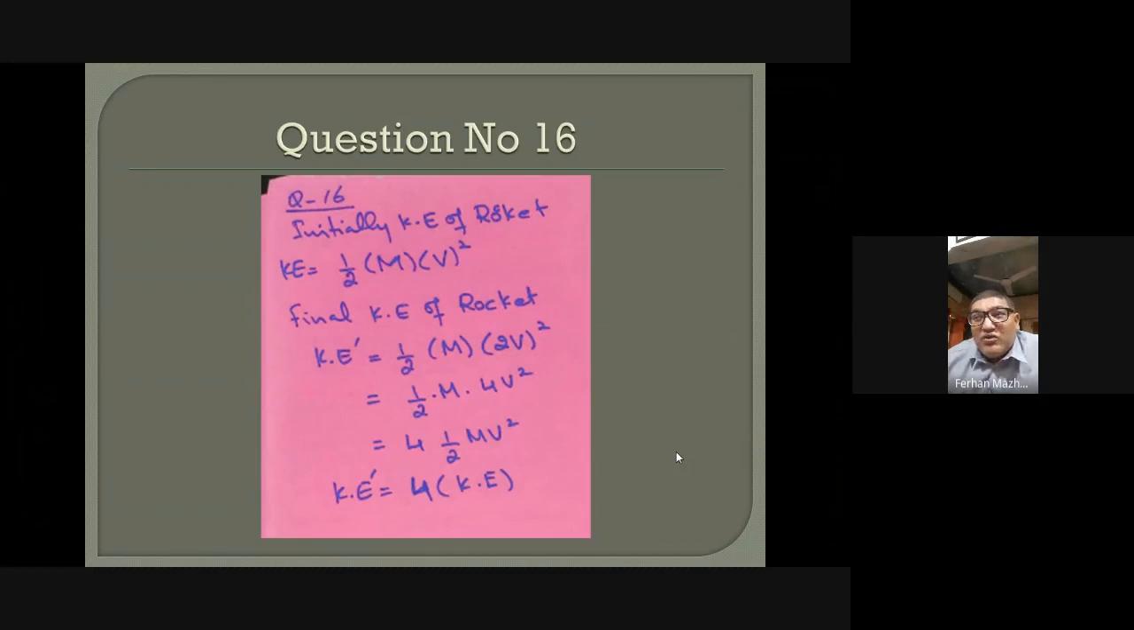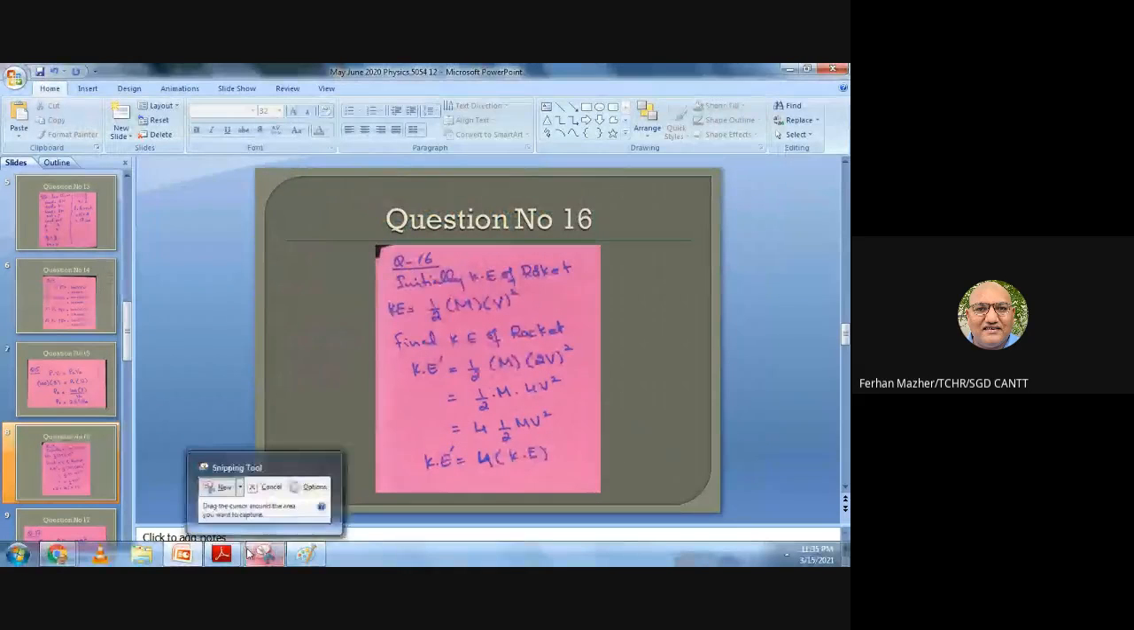So 1 by 2 m will be m, but the velocity is 2v and we need the square of the velocity. When you take the square of 2v, it will become 4v squared. So take the 4 to the side, and 1 by 2 mv squared was the initial kinetic energy, the kinetic energy in the first situation. So the new kinetic energy is 4 times the old kinetic energy. 4 times. Let me check.